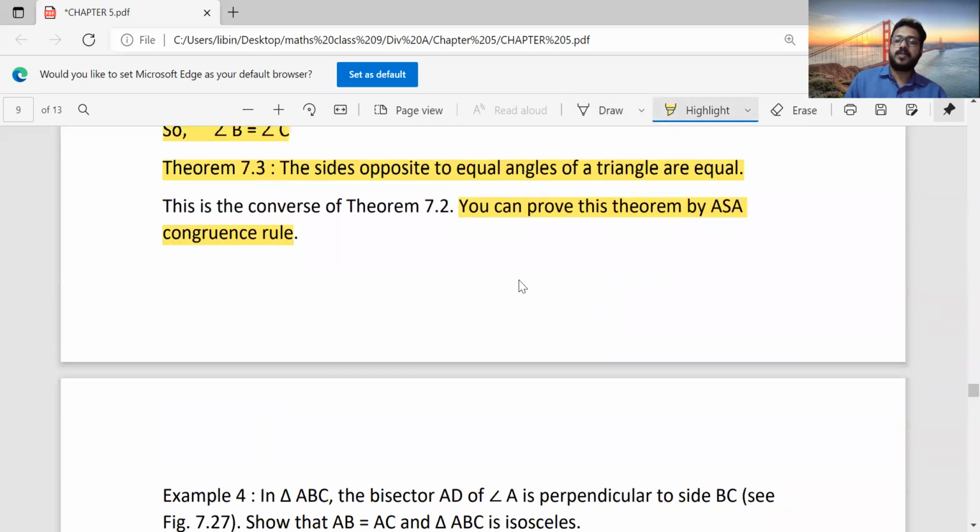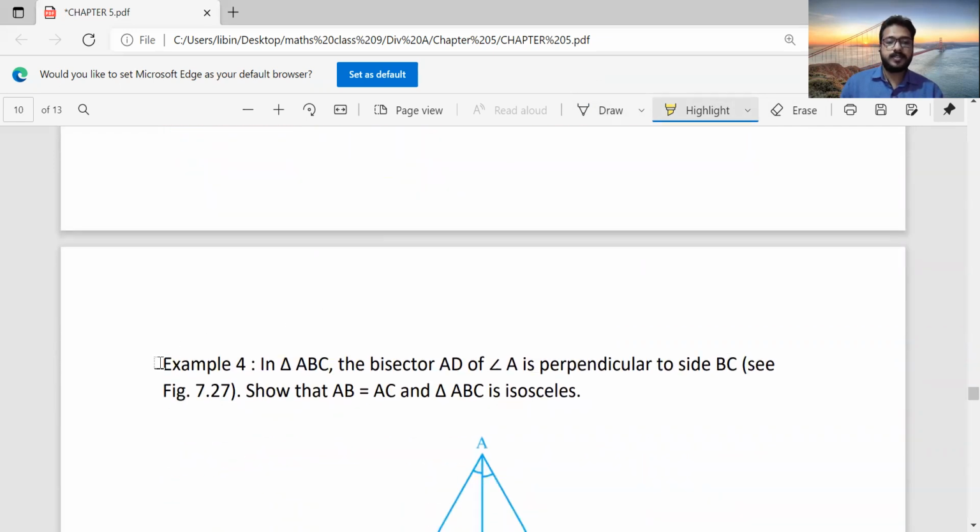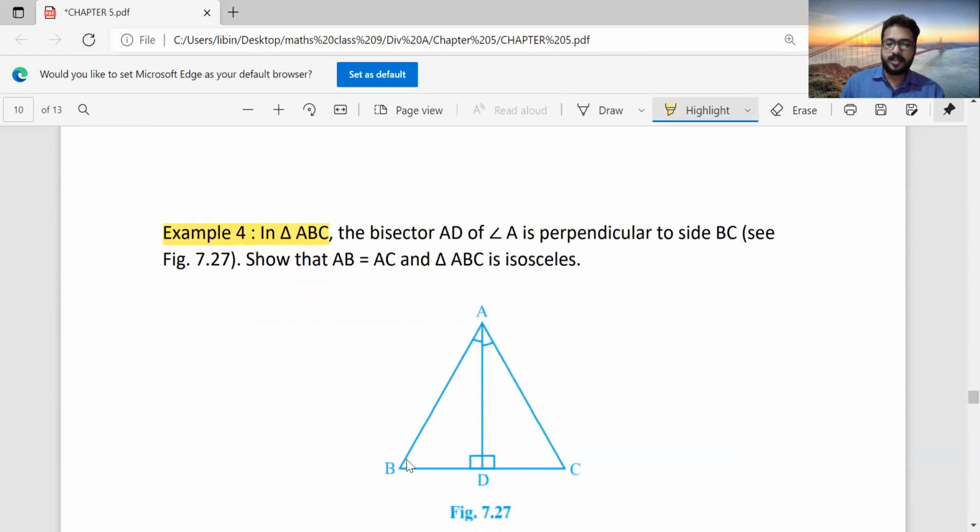Now we are going to use these two pieces of information to solve some problems. Let us see. In a triangle ABC, the bisector AD of angle A is perpendicular to side BC. You can see the figure. Show that AB is equal to AC and triangle ABC is isosceles. Look at the triangle ABC.